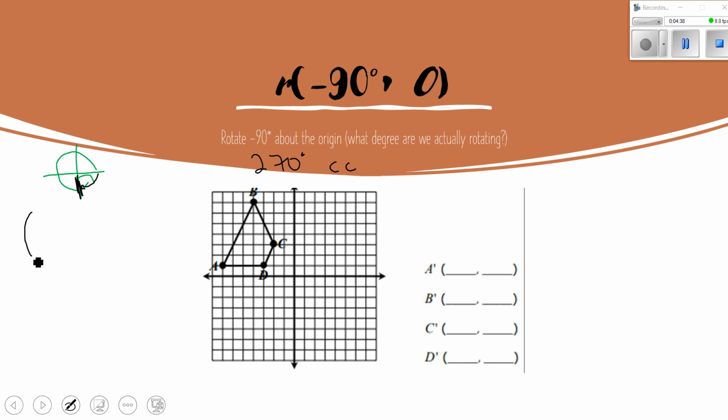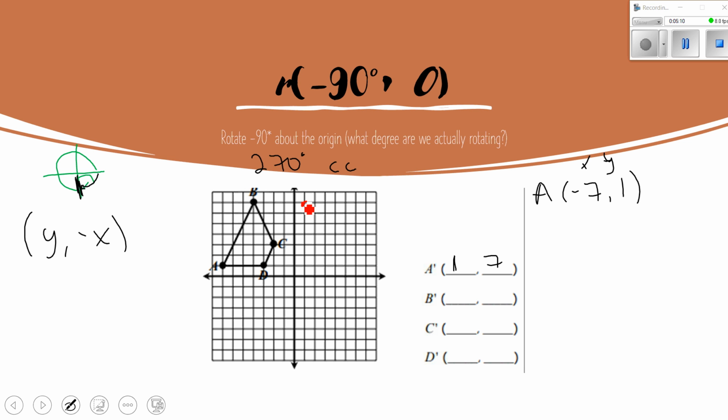Now the pattern for 270 degrees was y comma negative x. So let's look at what we already have. We have A starts at negative 7 comma 1. Okay, so we would want to change this into y comma negative x. So y is 1, negative x will be positive 7. Let's change this color real fast. 1.